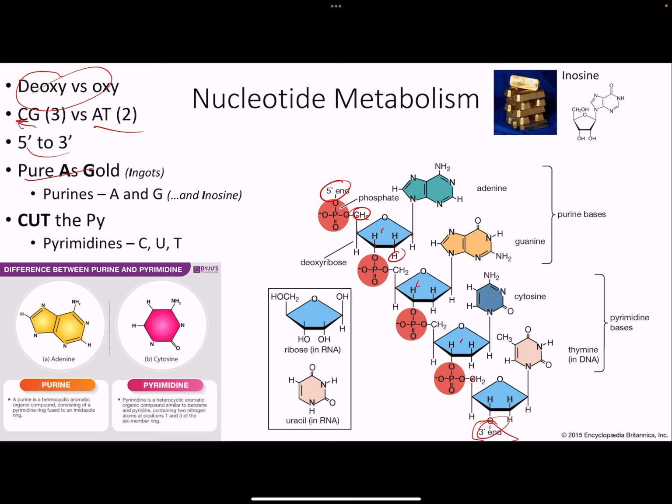Pure as gold, purines, adenine, guanine. We all know that. We've heard that. But I would remember that it's pure as gold ingots. Ingots shown over here because inosine is going to be an important purine precursor as well that you might not have heard as much about before. And then cut the pie, pyrimidines are cytosine, uracil, and thymine. Of course, uracil is only in RNA, and thymine is going to be DNA.